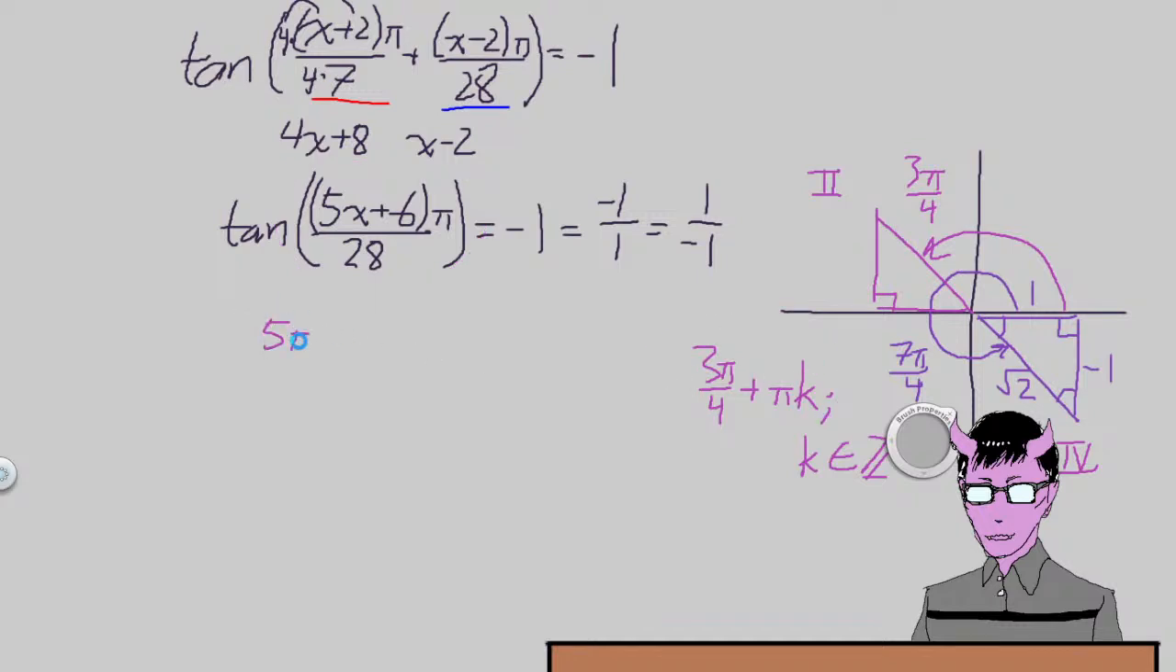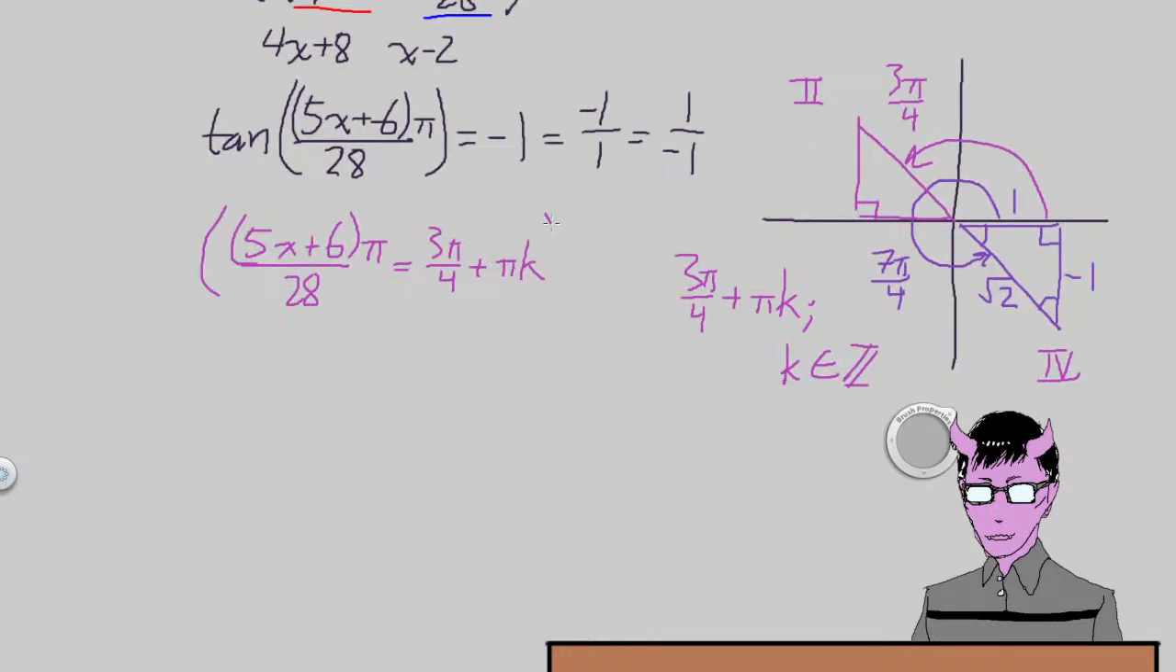So thus we get 5x plus 6 times pi all over 28, and then that's going to be equal to the desired angles, which is 3 pi over 4 plus pi k. Alright. And with standard manipulations, we're going to clear the fraction by multiplying both sides by 28, and then we want to clear the pi, so divide by pi to isolate the x eventually. So cancel, cancel, cancel, cancel for the left-hand side. So we're going to be left with 5x plus 6 is equal to what?